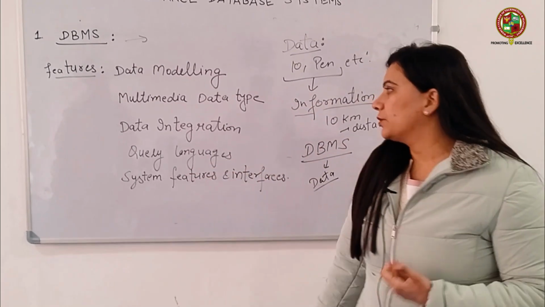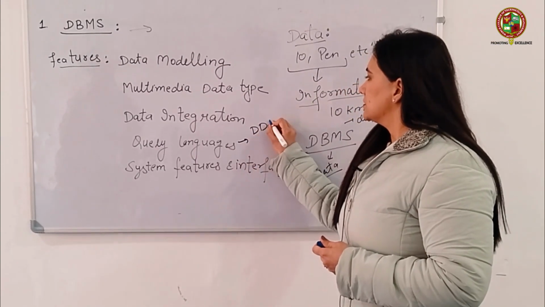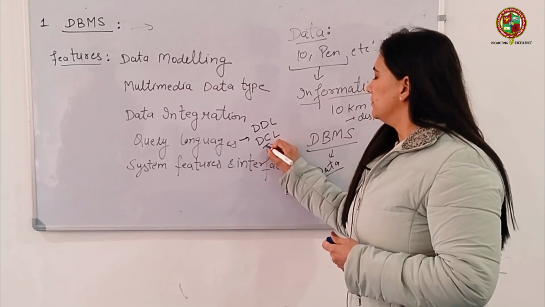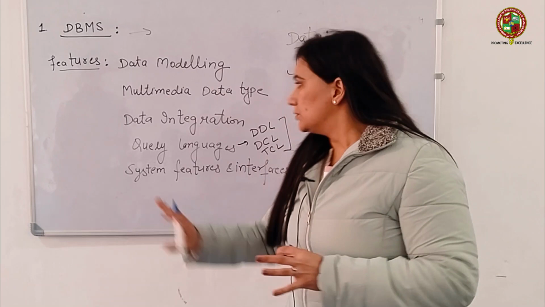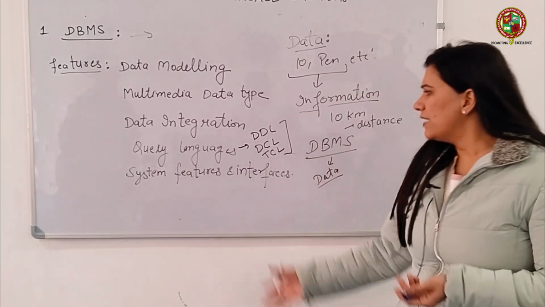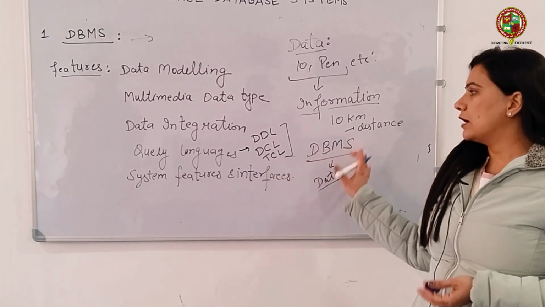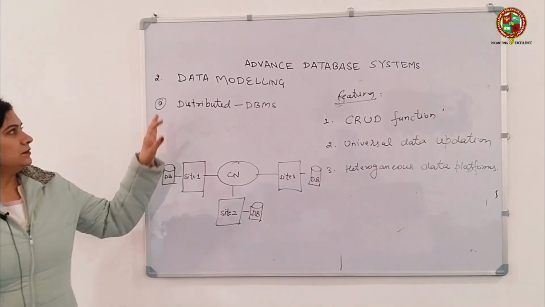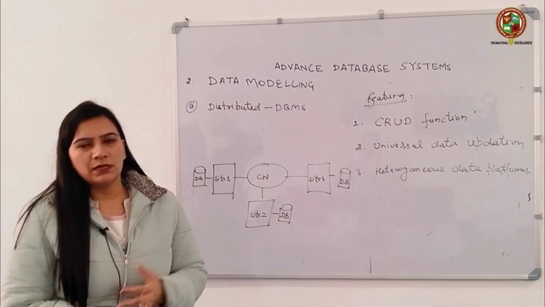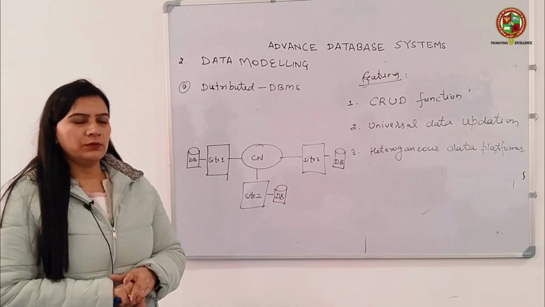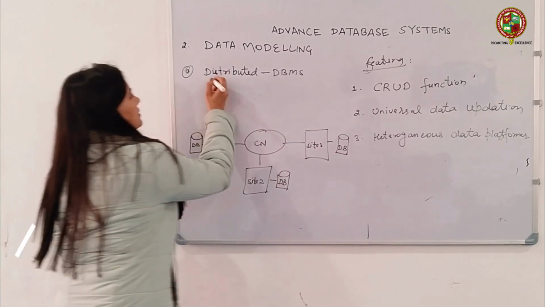Then it has various query languages, like the DDL commands, the DCL commands and the TCL commands, using which we can process our database. Then we have some system features and interfaces with which we can connect our database with the outside world. In data modeling, we will be talking about distributed DBMS, parallel databases and object oriented databases. First we will start with the distributed DBMS.